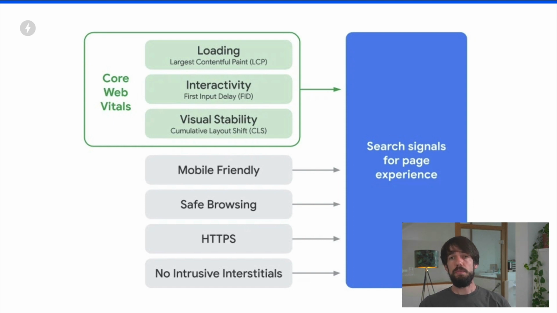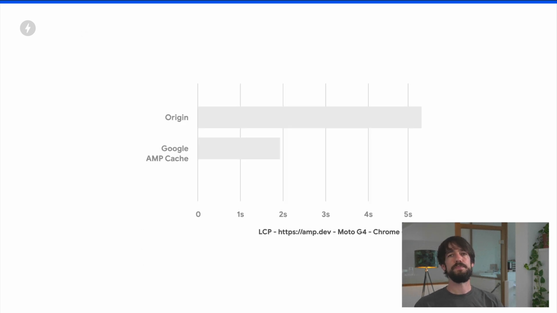AMP pages offer good performance out of the box, in particular when they're served from an AMP cache. But it's also important to optimize performance on the origin, because users will also access AMP pages there, for example when they land there via Twitter.